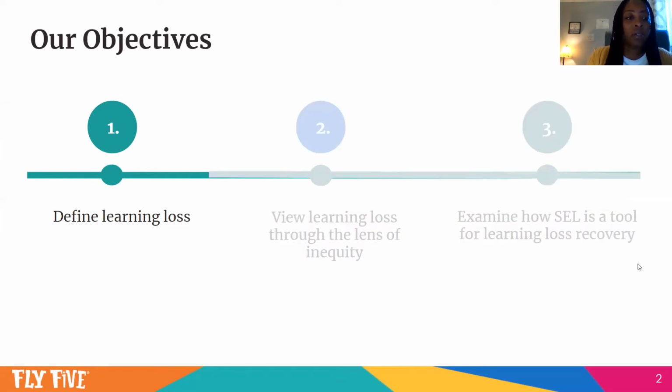As we define learning loss, keep in mind that this is a term that all educational stakeholders are familiar with. And this term will be discussed through the context or lens of the pandemic that we've all been dealing with, COVID-19. Learning loss has impacted teachers, students, and parents as they begin to plan and prepare for the upcoming school year or years to come. It is important that we consider what we already know about this term and how we can move forward to address it.